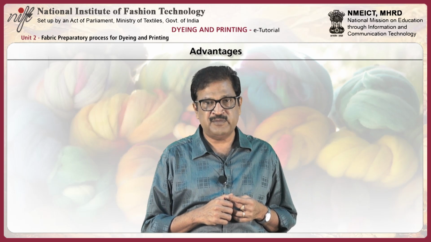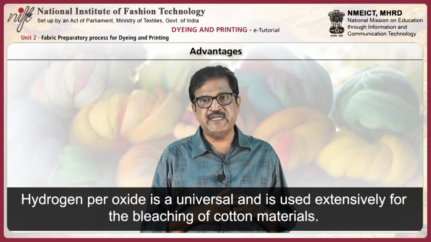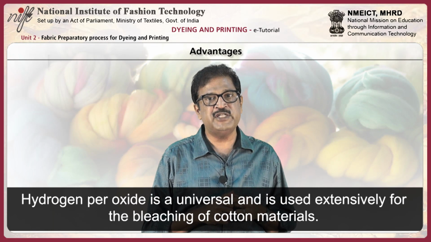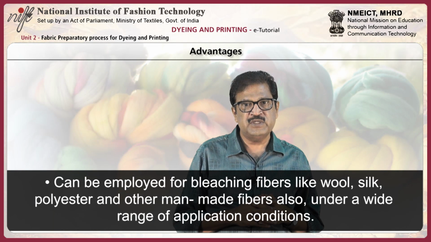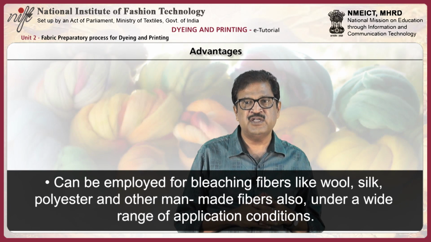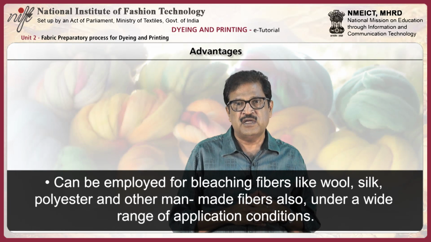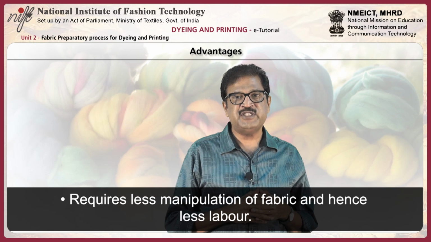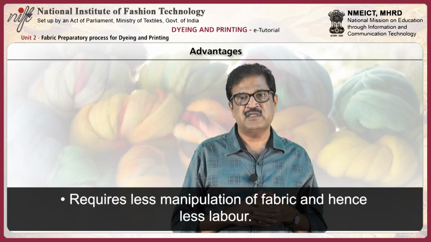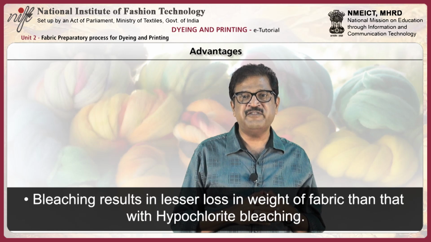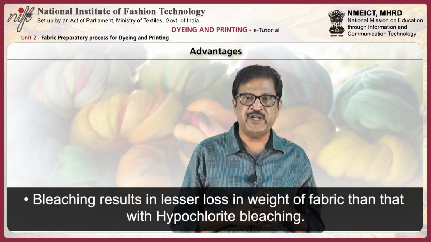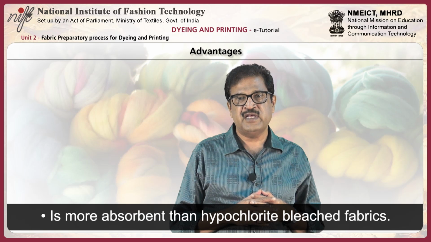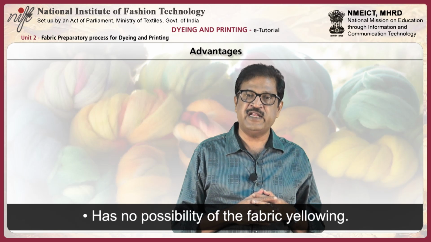Advantages of bleaching with hydrogen peroxide. Hydrogen peroxide is a universal bleaching agent and it is used extensively for the bleaching of cotton materials, and also it can be used for wool, silk, polyester and other man-made fibers under a wide range of applications. It requires less manipulation of fabric and hence less labor, results in lesser loss in weight of fabric than hypochlorite bleaching, is more absorbent than hypochlorite bleached fabric and has no possibility of fabric yellowing.